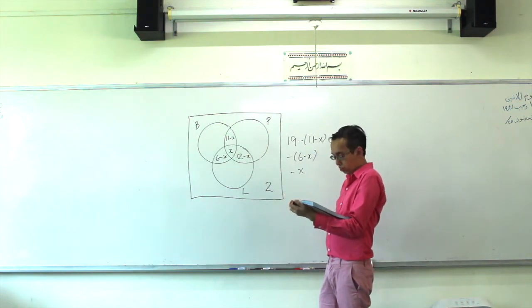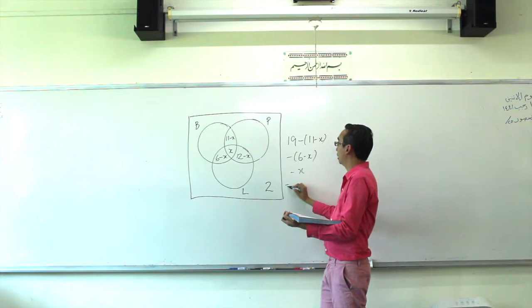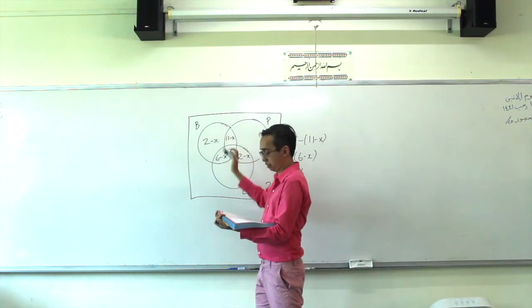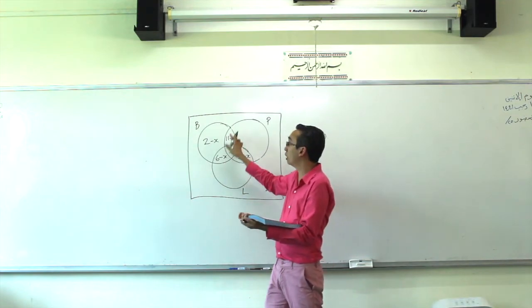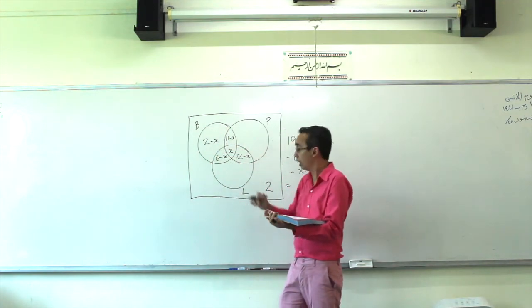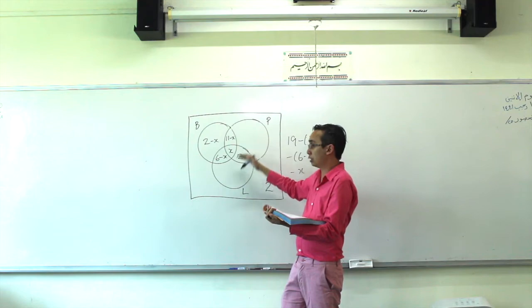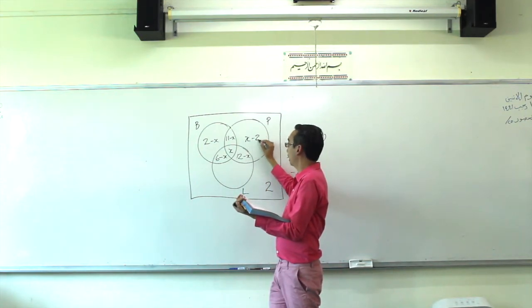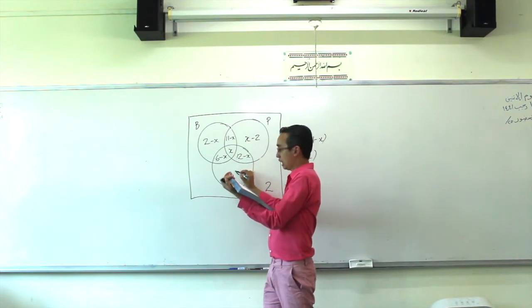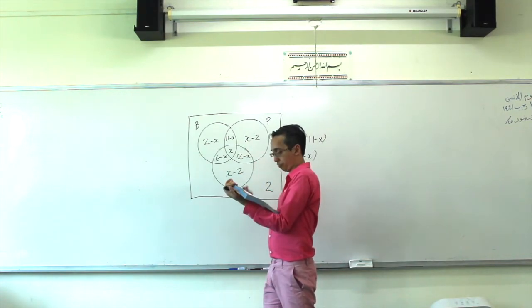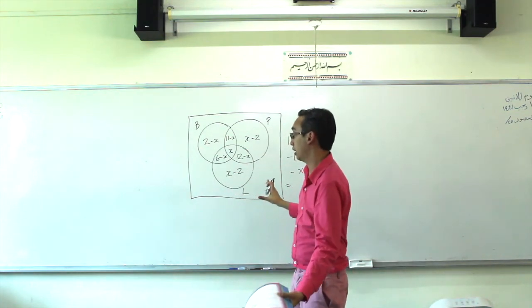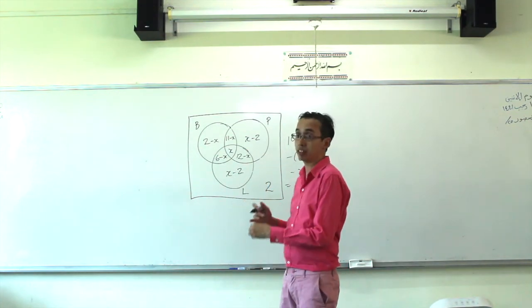If we simplify this, we'll get 2 minus x. That's for only bicycle. Similarly, we'll do likewise for the rest, using the information given. You'll get x minus 2 over here and x minus 2 over here. I'll leave you to digest this first, and then I'll get back to doing the calculation.